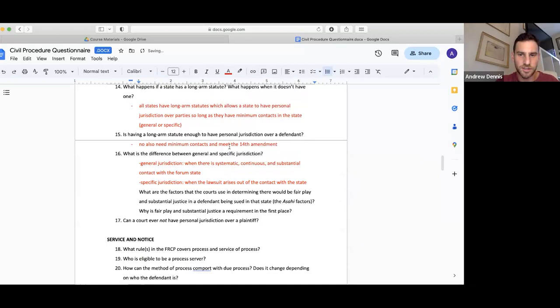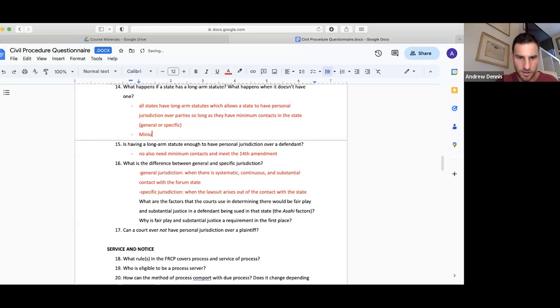When we talk about minimum contacts, I kind of want to define that because there are some big words there, right? Does anyone know what words are associated with minimum contacts? I have three in mind. Yeah, purposeful availment. There we go.